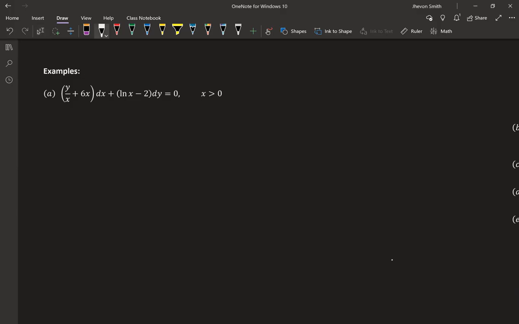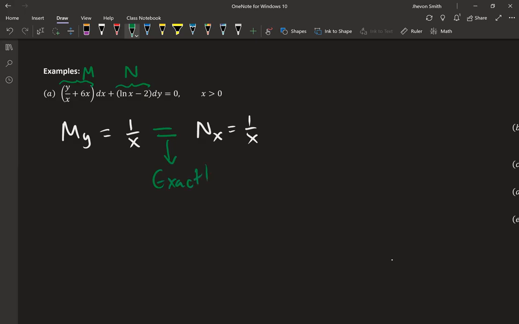However, notice here that if I think of this guy here as m, because he's attached to the dx, and I think of this guy here as n because he's attached to the dy. If I differentiate m with respect to y, I would get 1 over x. And if I differentiate n with respect to x, I would get 1 over x. Notice that these guys are the same. That tells you exact. Okay? So I look at this. It's not separable. It's not linear. It's not homogeneous. What is it? Then I just do this quick check, m sub y versus n sub x. They are the same. This means it's exact.